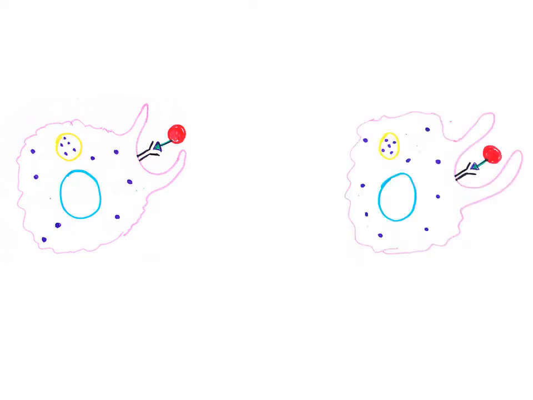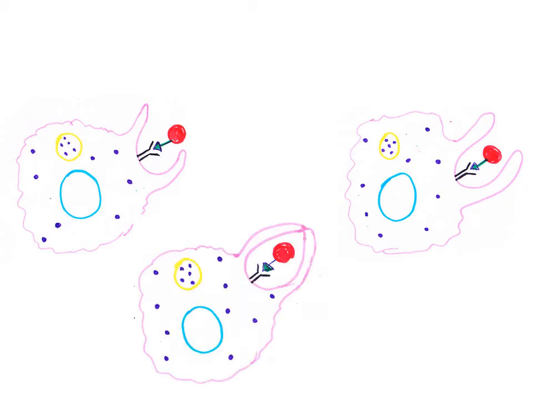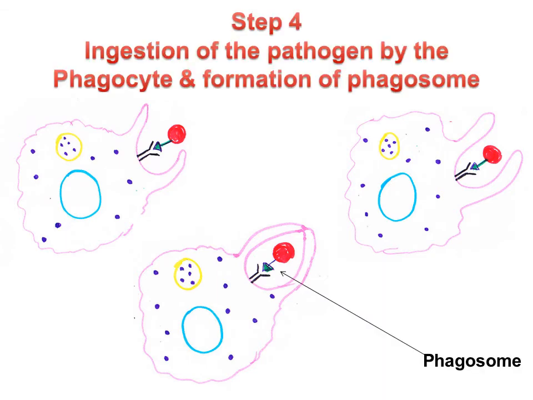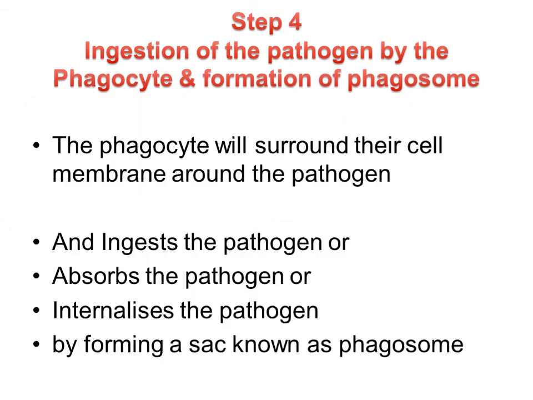Once the phagocyte recognizes the pathogen and following attachment, the phagocyte will surround their cell membrane around the pathogen and ingest the pathogen, or I can say absorbs the pathogen, or internalizes the pathogen by forming a sac known as phagosome. So step 4 is ingestion of the pathogen by the phagocyte and formation of phagosome.